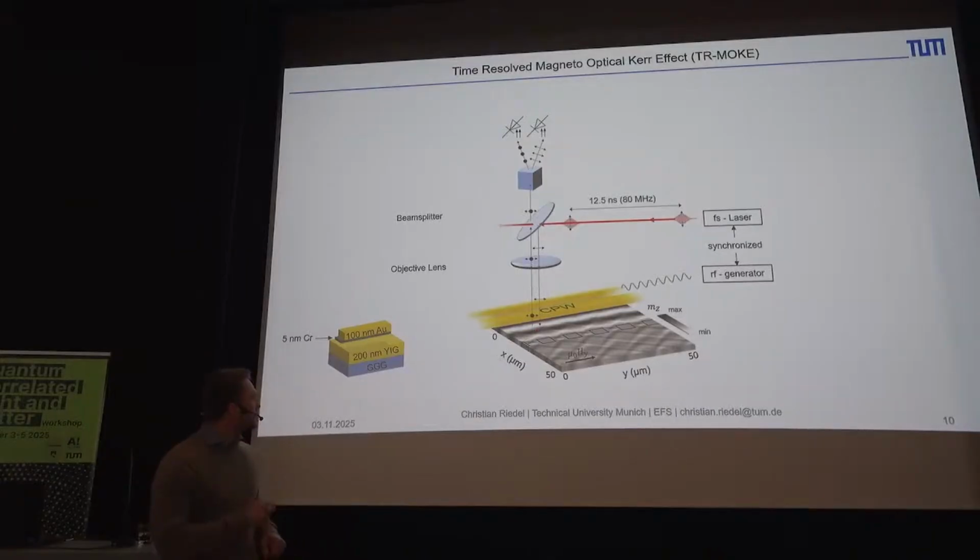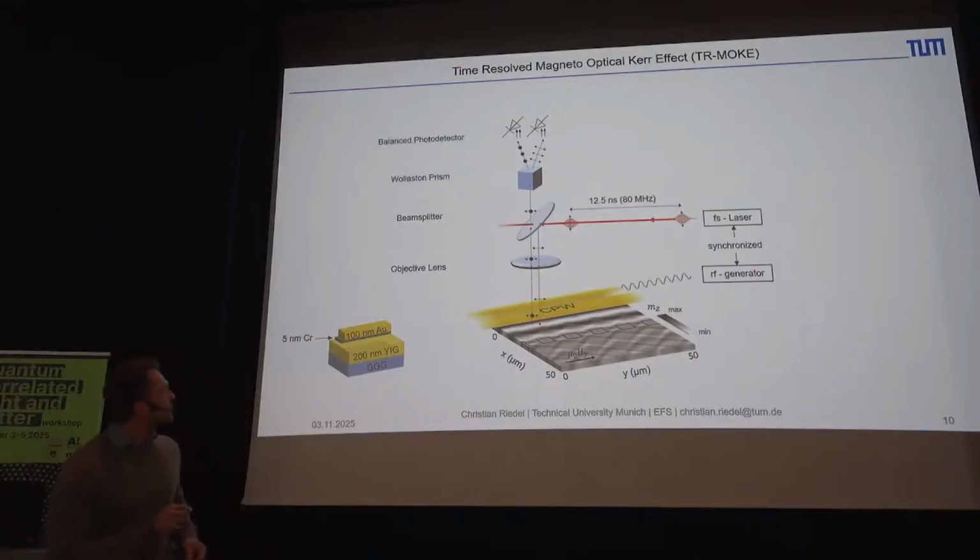We then collect the light back with the same objective lens, and now guide it through the beam splitter to an optical beam path, which contains an optical Wollaston prism, which splits our two polarization components into orthogonal components, meaning that if we change the polarization direction, we would also change the ratio of the light being in this path and being in this path.